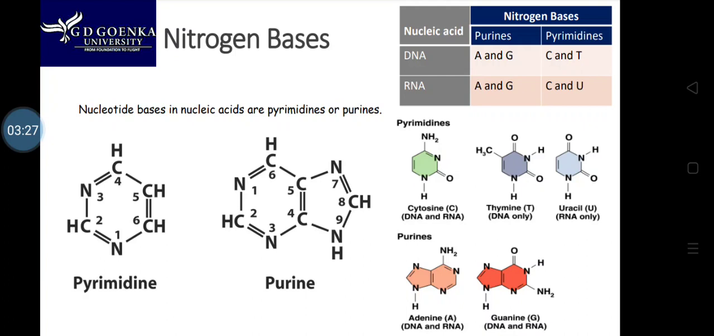These are the structures of the pyrimidine and purine bases, the nitrogenous bases. So you can see the structure of cytosine, which is present in DNA and RNA, thymine, which is present only in DNA, uracil, which is present only in RNA, and adenine and guanine, both present in DNA and RNA.